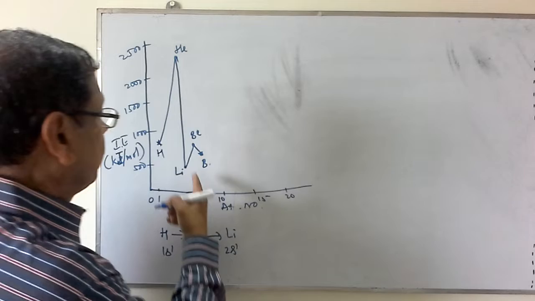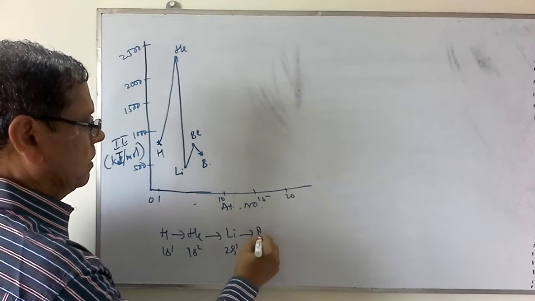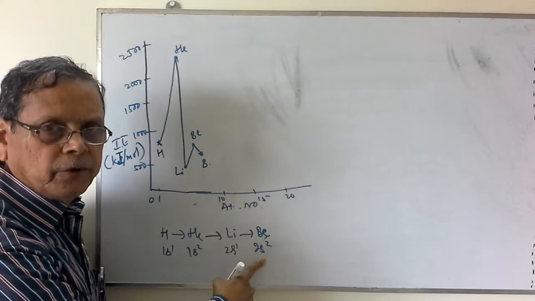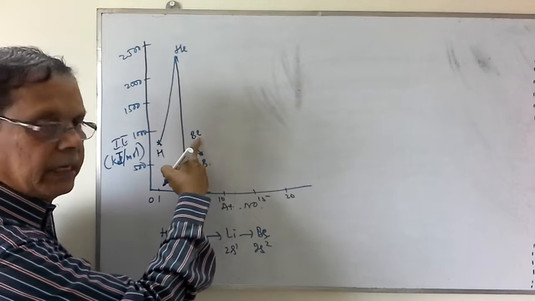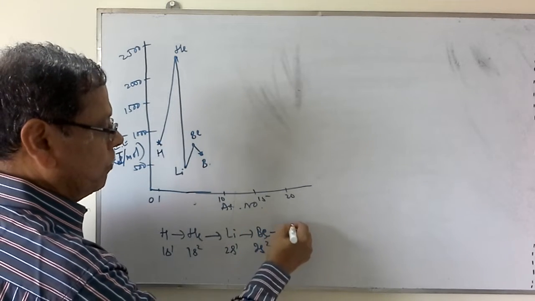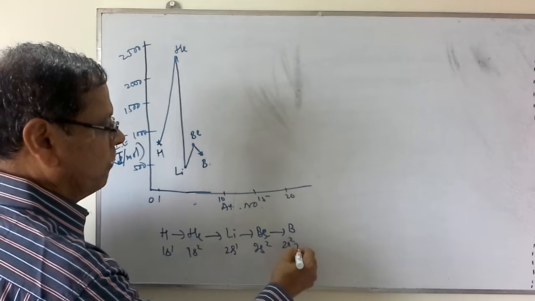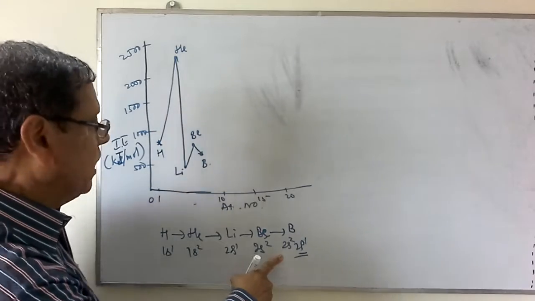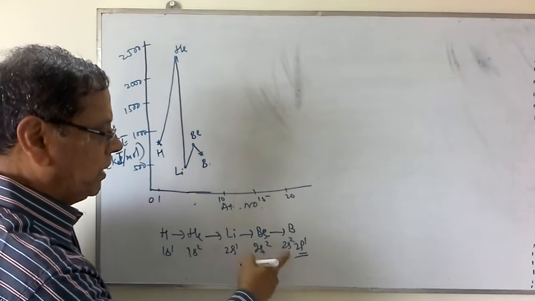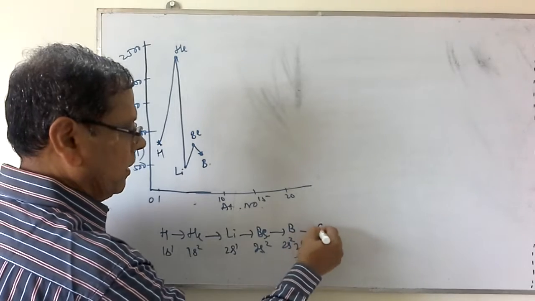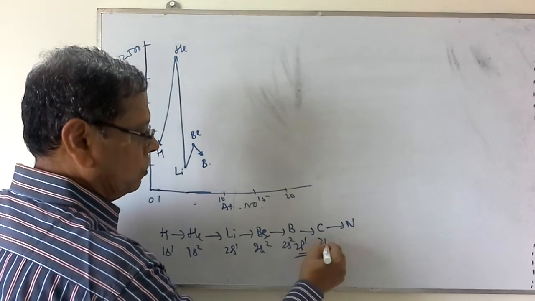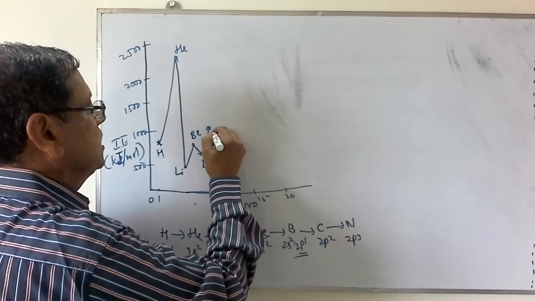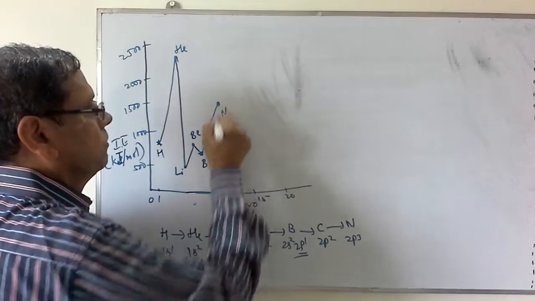As I told you, for beryllium the electronic configuration is 2s2. Because of the completely filled configuration, it has higher energy. But comparing to beryllium, boron has 2s2 2p1. Penetrating power of p is less as compared to s. That's why boron has lower energy as compared to beryllium. From boron to carbon, carbon to nitrogen, it is having 2p2 and 2p3. That's why there is a continuous increase. This is carbon, this is nitrogen.